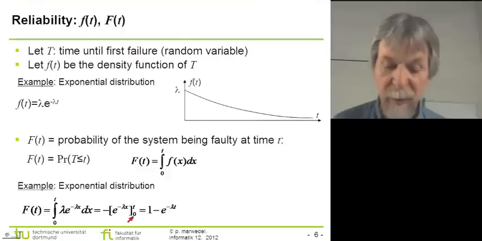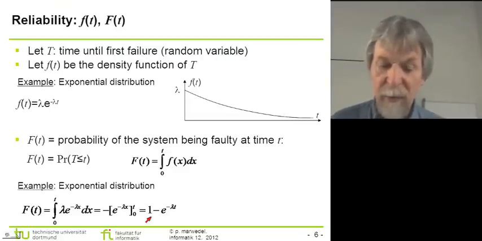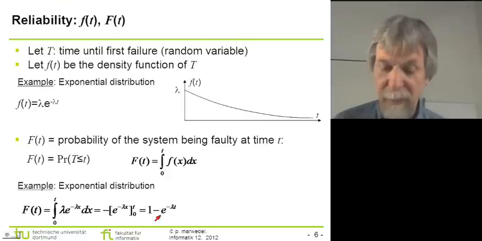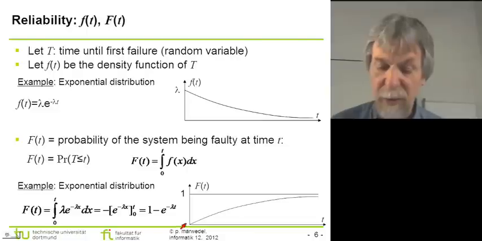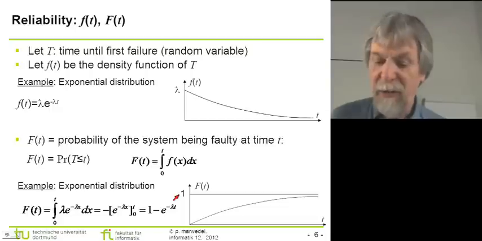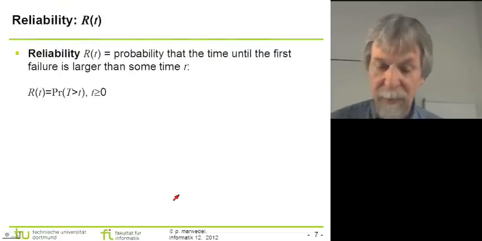We will have to consider the bounds 0 and t, and if we insert the bounds 0 and t, we come to the conclusion that the probability of the system being faulty at time t is 1 minus e to the power of minus lambda t. Again, we can visualize this function graphically. Obviously, we are starting at a value of 0, because for t equals 0, this second term is equal to 1. Then as time advances, this probability will approach 1. That means for very large times t, the probability of the system being faulty will approach 1.